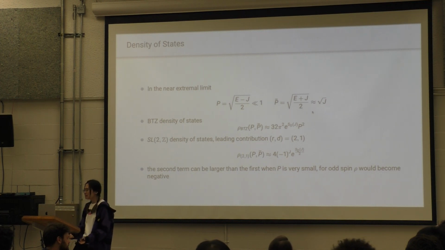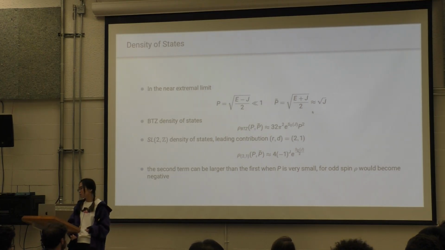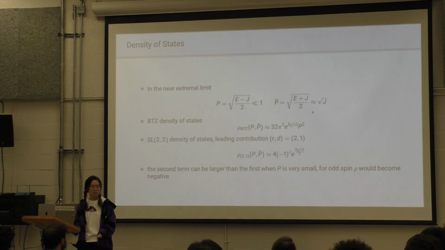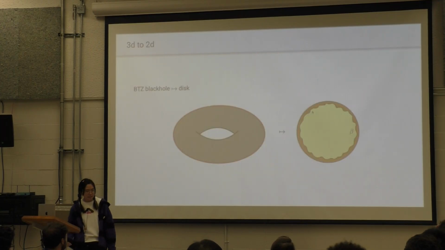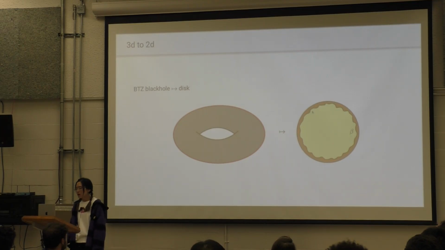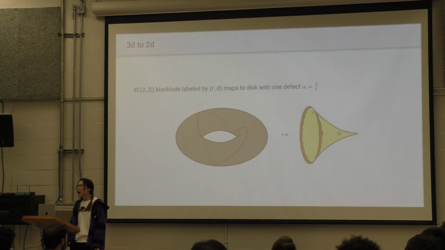Then if the spin is odd, the second term will be negative, and it will dominate over rho BTZ. So the whole thing will be negative. This is the negativity problem with the density of states. We can map this density of states to some two-dimensional density of states. A BTZ black hole is mapped to a disk, and an SL2Z black hole labeled by (C, D) is mapped to a disk with one defect, alpha. Alpha is 1 over C.